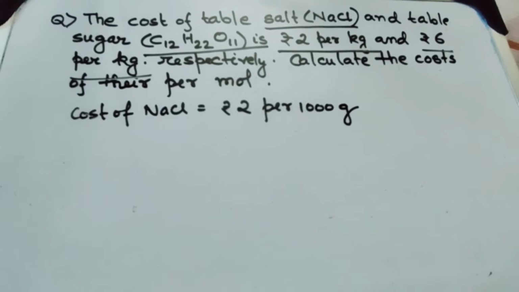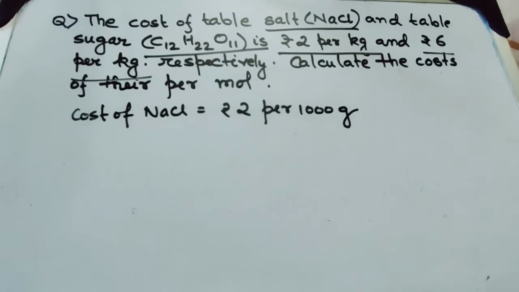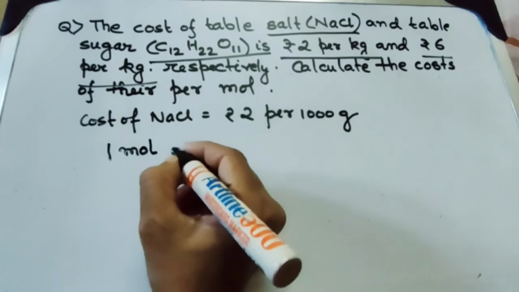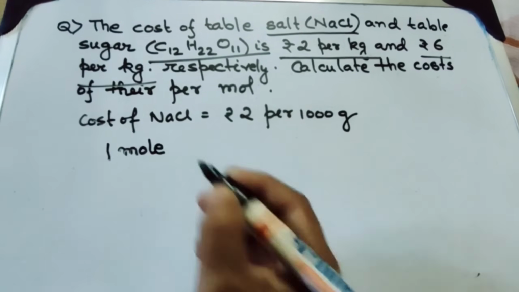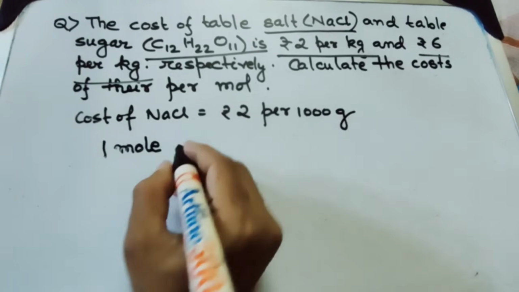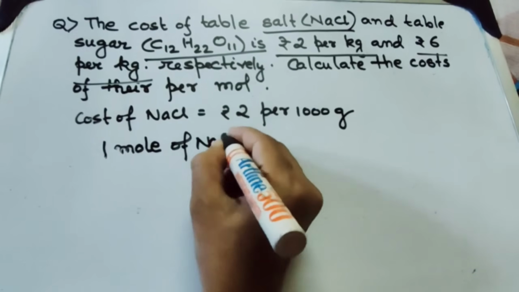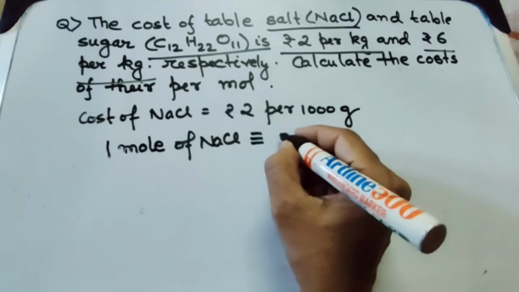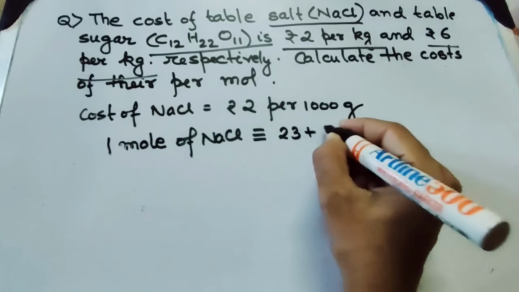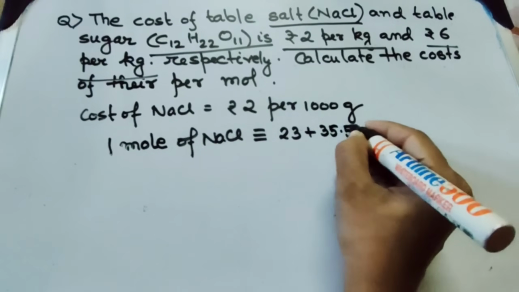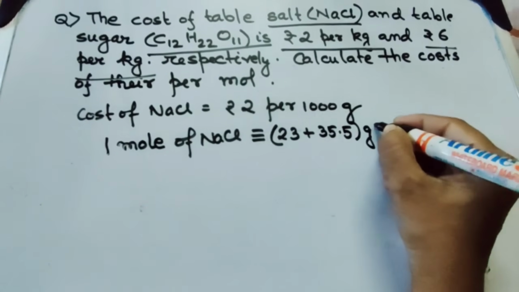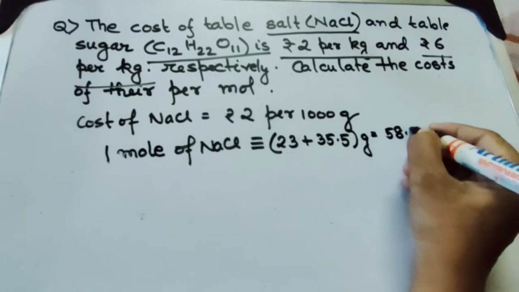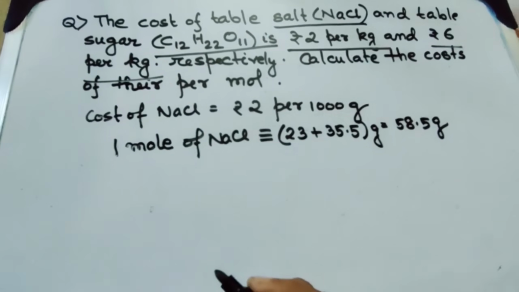Because it's per kg. Our work will be first to find out that 1 mole, MOL actually is written for mole. If you want you can write MOL or MOLE, but as a symbol, MOL. 1 mole of NaCl is equivalent to how many gram of NaCl? The atomic mass of sodium is 23 plus 35.5 for Cl. This many gram, which comes out to be 58.5 gram.